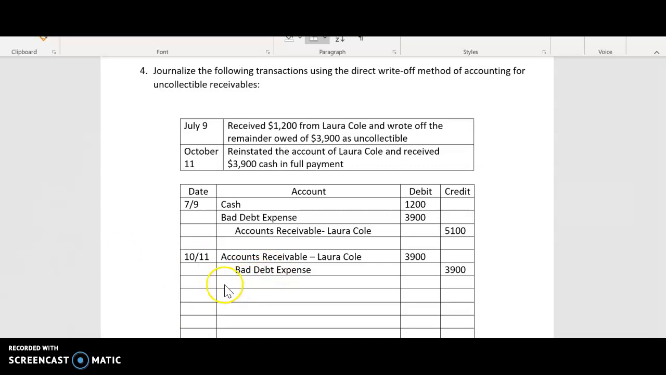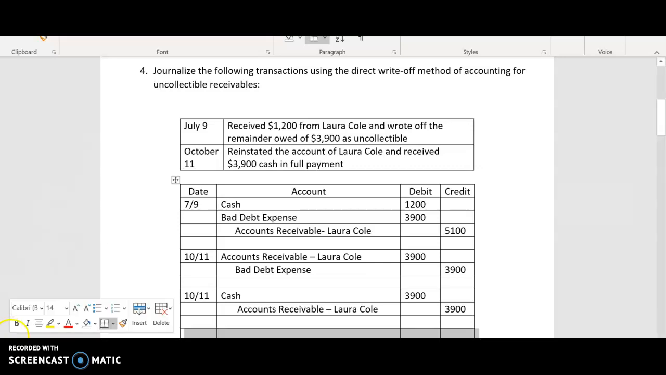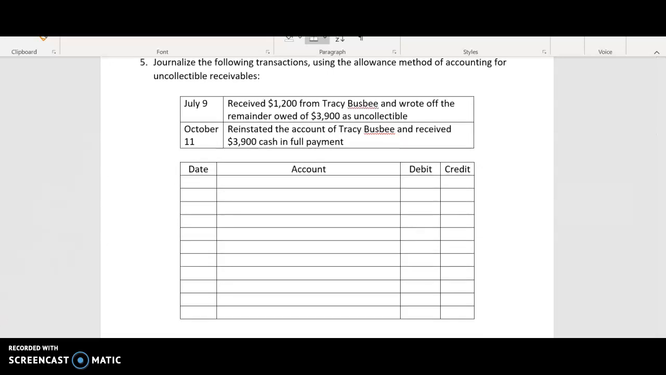So now this reinstates the account, and now I need to receive the money that she paid. So debit cash because cash is going up, and then credit accounts receivable to make her accounts receivable balance zero. Not because she's not paying us, but because she actually paid us now and she doesn't owe us. And that is how you do a write-off and a reinstatement using the direct write-off method. Now let's look at how to do it if you use the allowance method or the GAAP method.